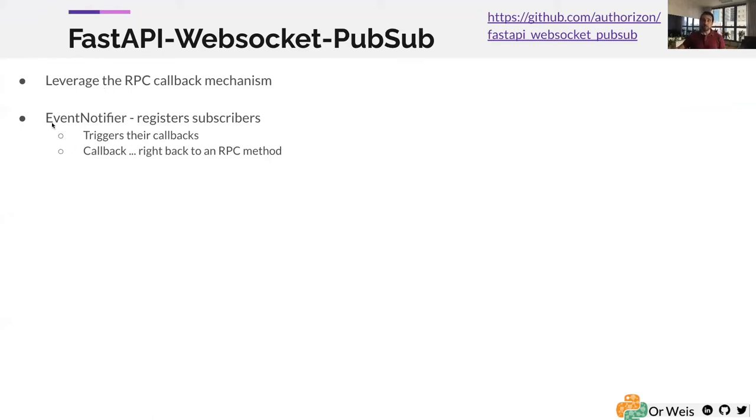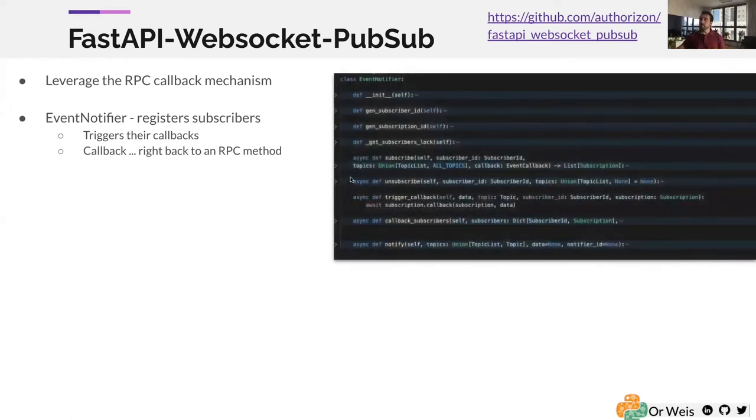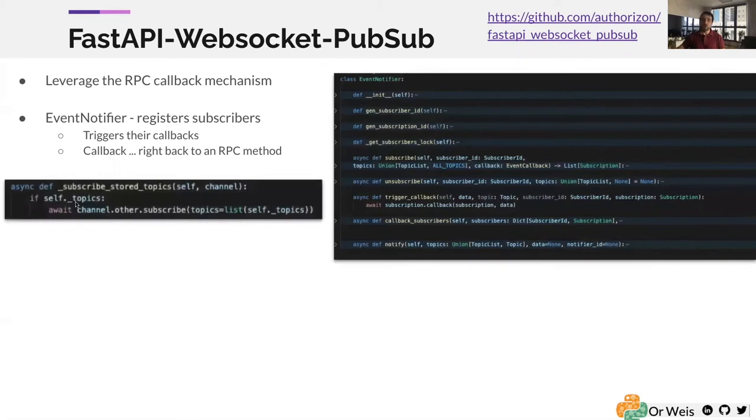So the basic component that we've built within the FastAPI WebSocket PubSub package, which you can find here in GitHub, is the event notifier. It essentially registers subscriptions for callbacks. And you can see this is basically the signatures of the main methods of the event notifier. And you can see the main one that I've opened here, trigger callback. It literally picks up the subscription that's passed to it when you call notify, and it just calls a callback function. So that will really work well with our RPC implementation, because RPC, as you remember, is just about calling functions.